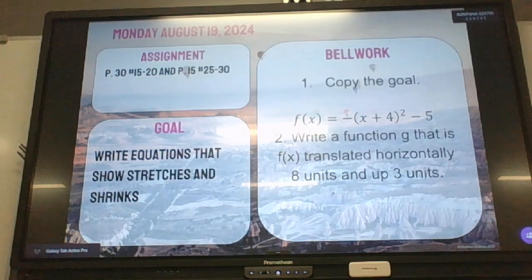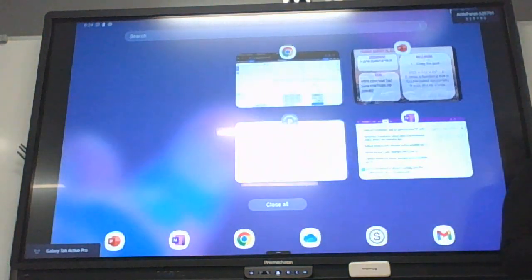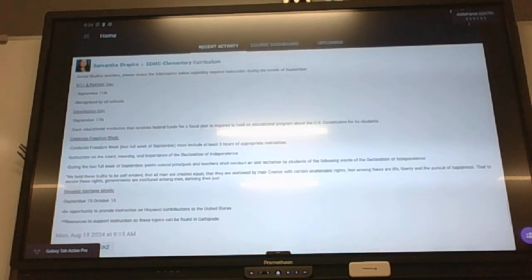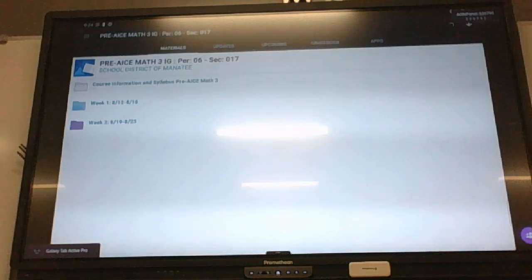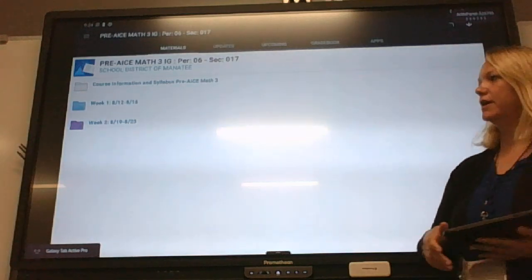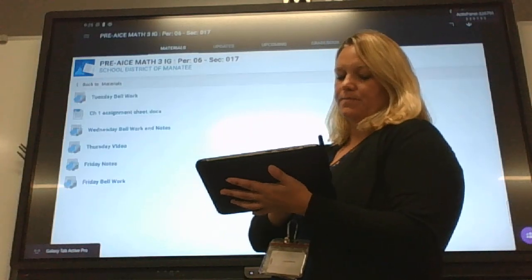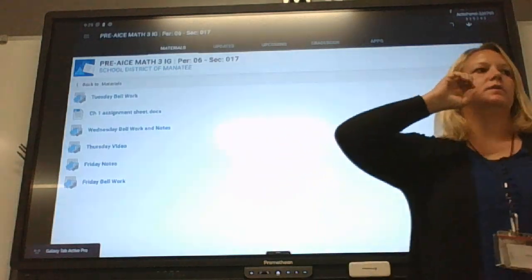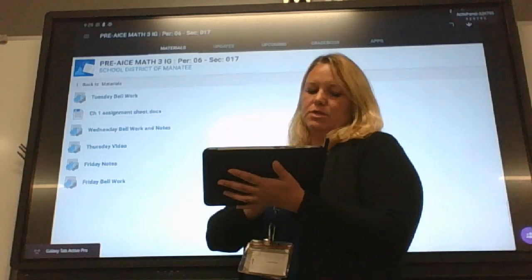If you're ever at home and you didn't write down the assignment, one place to look is Schoology. Here in Schoology, if you click on either week 1 or week 2, it looks like this. It's an assignment sheet. So it's not going to tell you the assignment unless you come in and you find the assignment sheet.